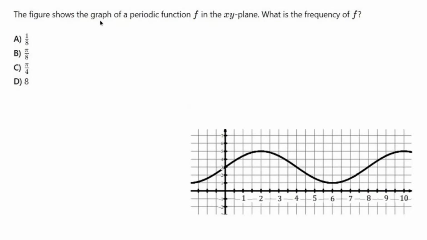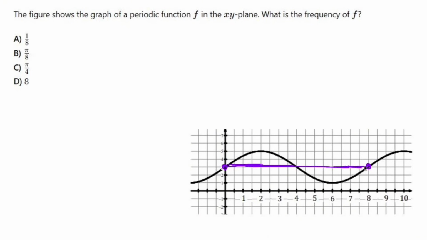The figure shows the graph of a periodic function f in the xy plane. What is the frequency of f? Well, in order to find the frequency of f, we must first find the period. The period is how long it takes for the function to completely repeat. So if we look at 0 and see how it's matched up with 3, it completely repeats at 3 again, 8 units later. Okay?